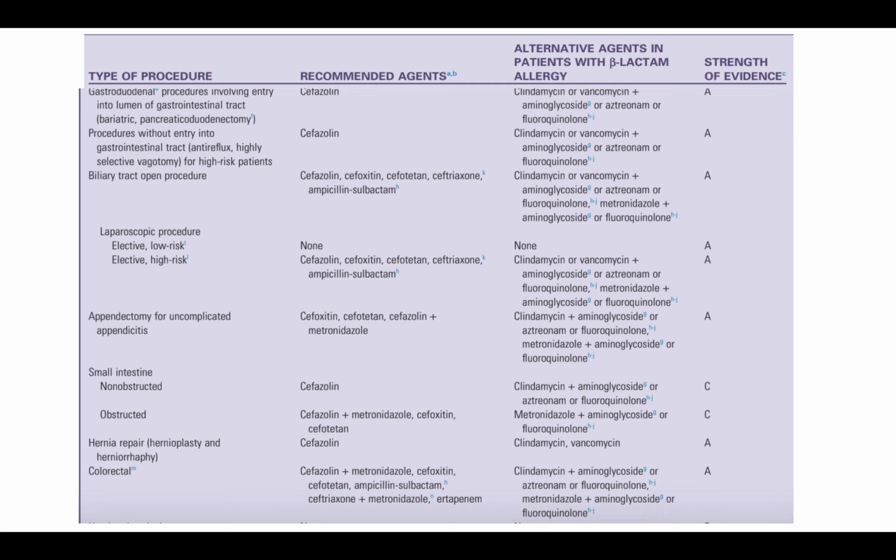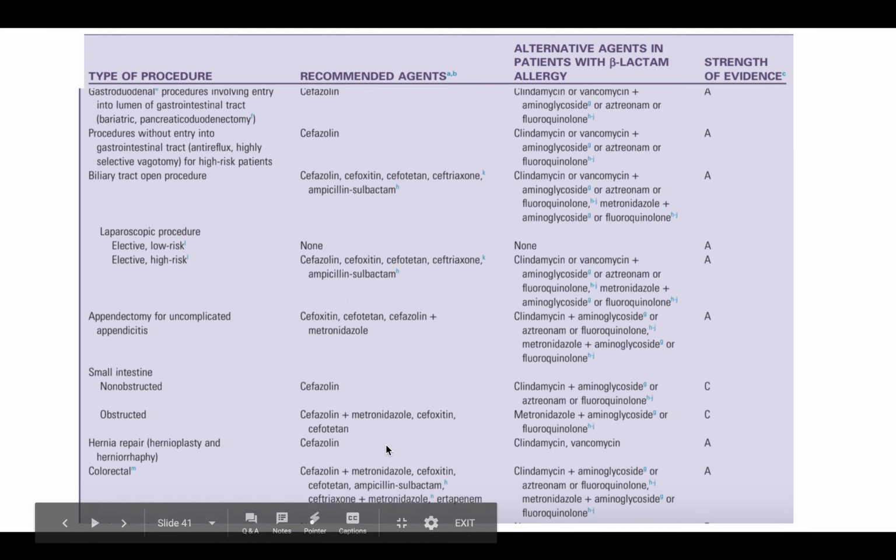And then this is just a chart going through. It covers most of the basic procedures we do. So any open biliary tract procedure, cefazolin or cefotetan. I do not believe we have cefoxitin, I think, but I might be wrong on that one. Elective low-risk laparoscopic procedures might actually not need any antibiotics according to this chart. However, I think most of the time our patients get ANSEF. Patients undergoing appendectomy for uncomplicated appendicitis, those patients usually get cefotetan pre-op.